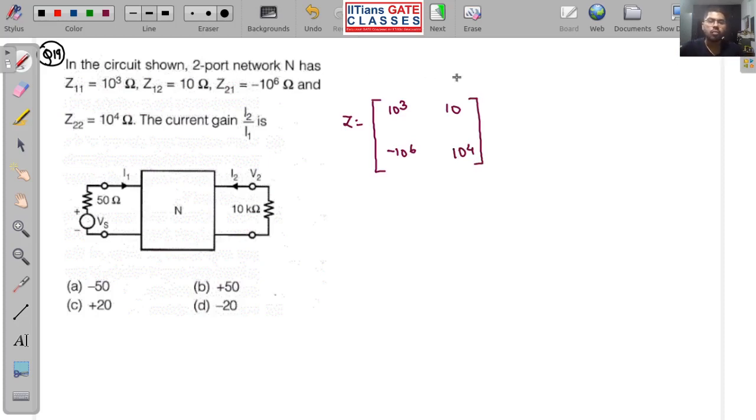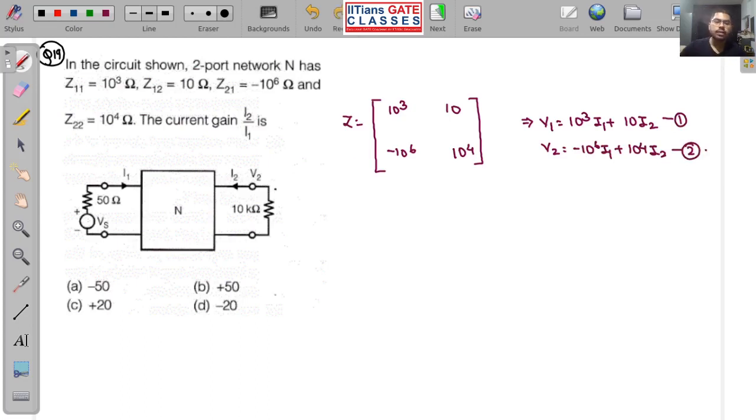So now I am going to write the corresponding open circuit equation or Z parameter equation. So that will be what? V1 is equal to 10 to the power 3 I1 plus 10 I2. V2 will be equal to what? Minus 10 to the power 6 I1 plus 10 to the power 4 I2. So let me mark this as equation 1 and this as equation 2.